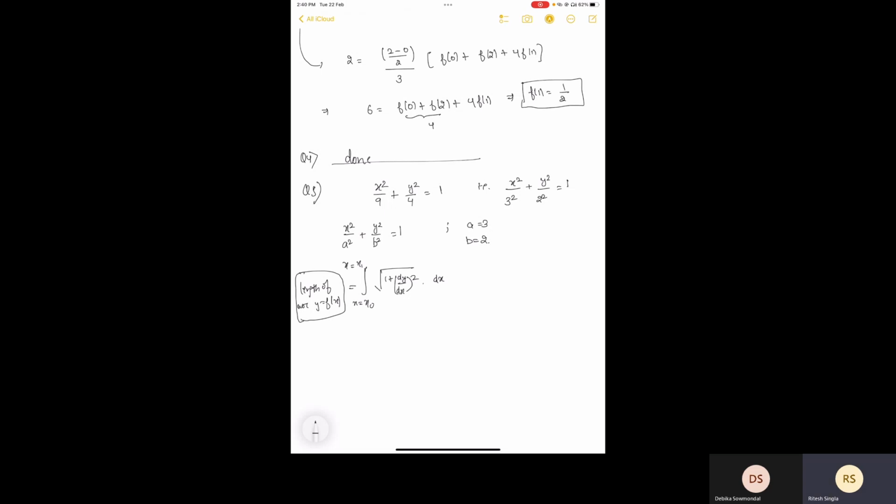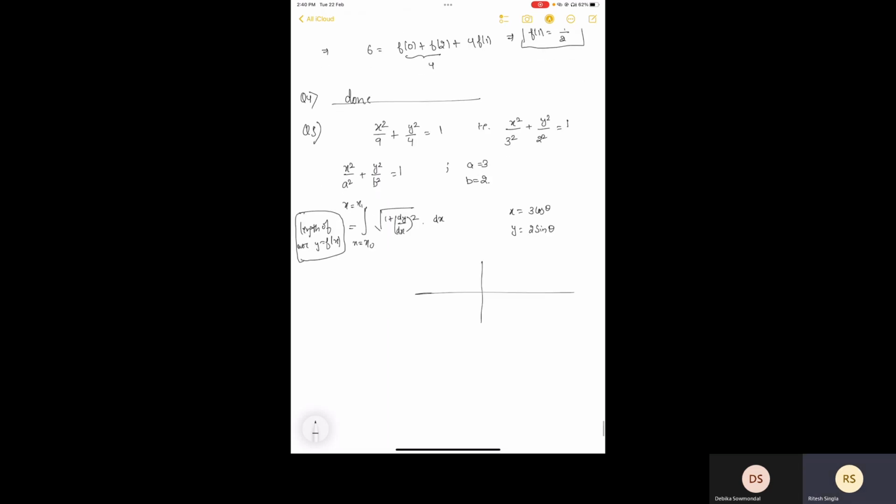So we do the change of variable here. We put x is equal to 3 cos theta, y is equal to 2 sin theta. So why am I doing this? It is nothing but something of this sort, right? So 3 comma 0, 0 comma 2, minus 3 comma 0, 0 comma minus 2. So this is my x coordinate.